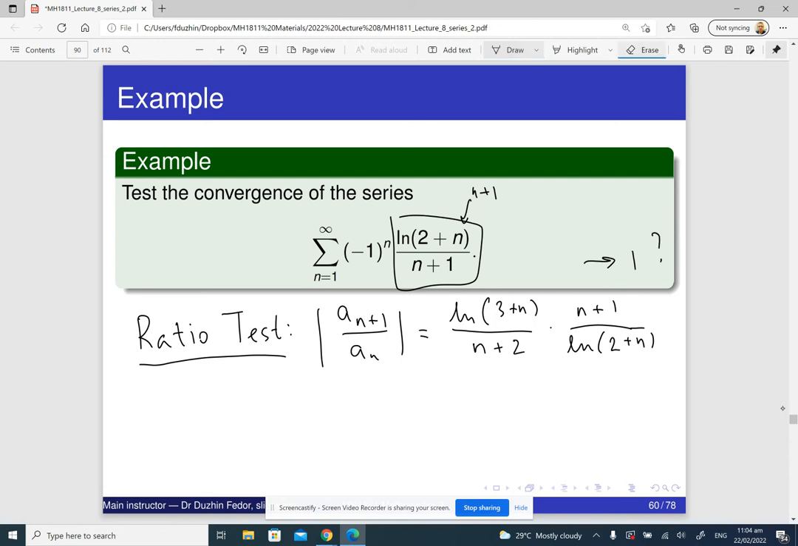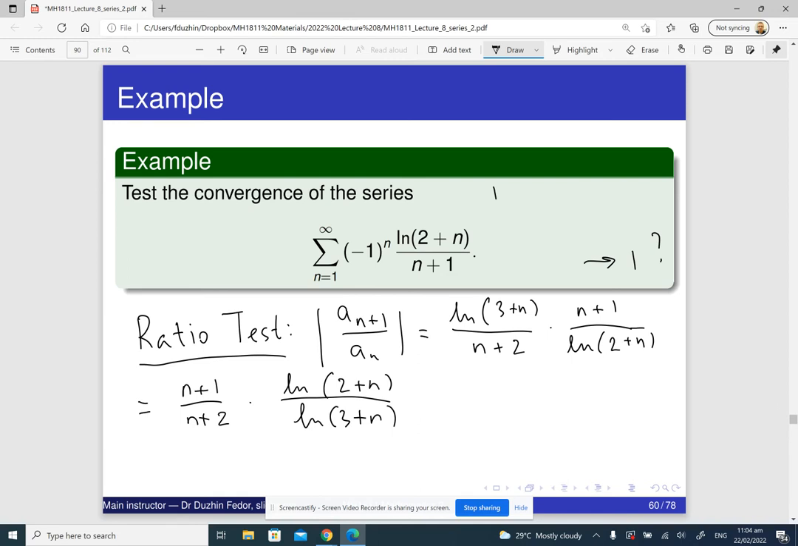Now, in order to confirm it, let me do it carefully. The ratio is going to be n plus 1 divided by n plus 2 times the logarithm of 2 plus n divided by the logarithm of 3 plus n. For this part, we can divide both numerator and denominator by n, and this is going to be 1 plus 1 over n divided by 1 plus 2 over n, and this goes to 1.